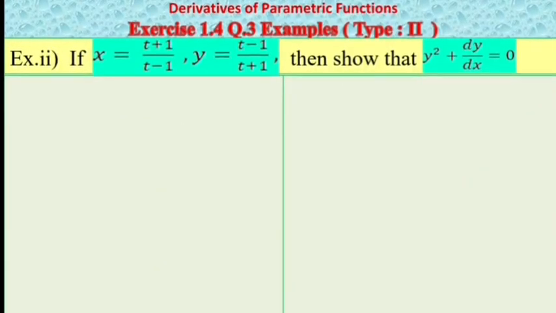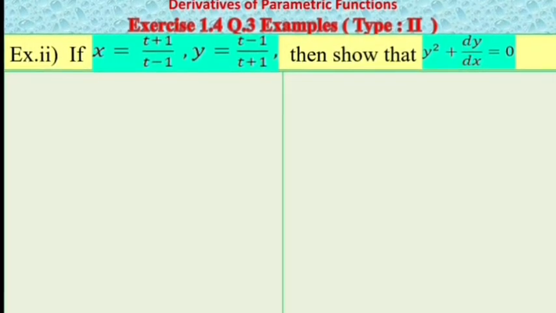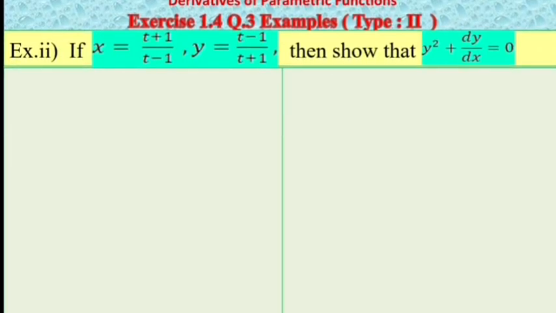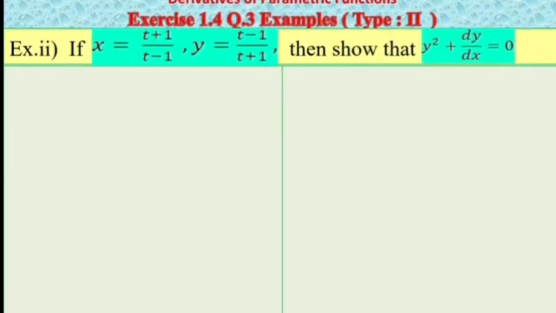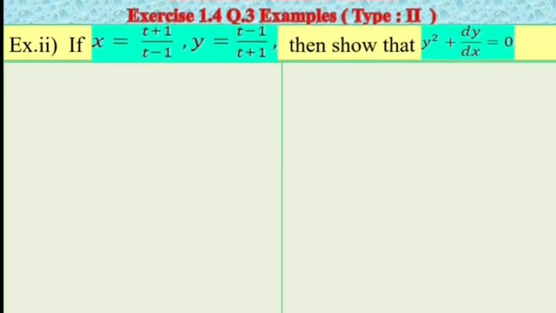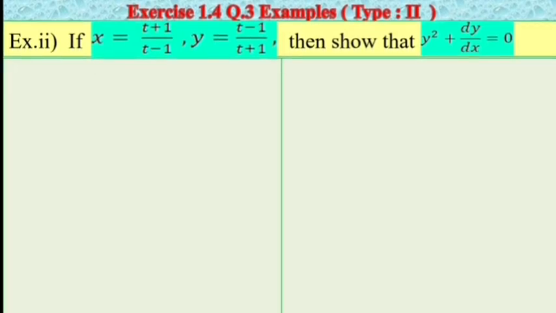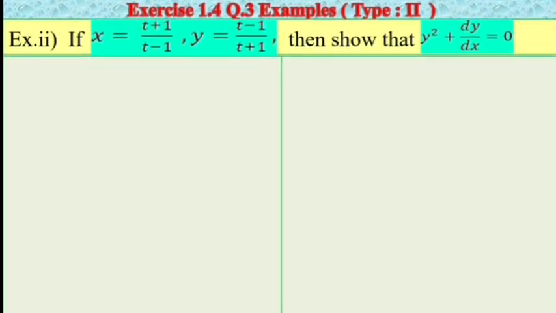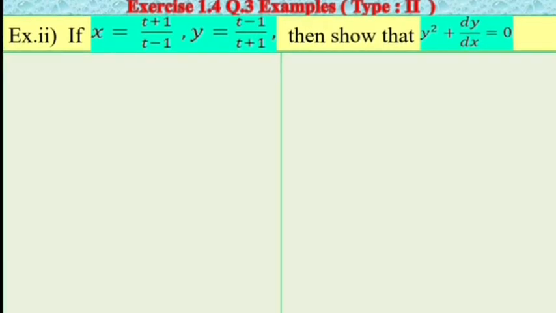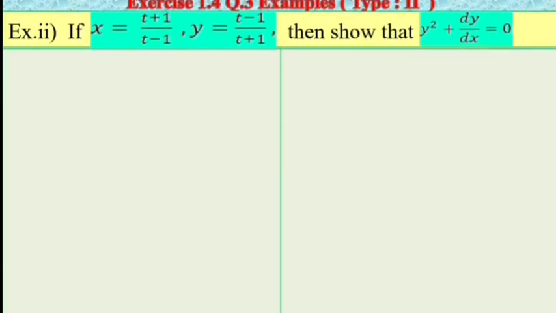Students, now we have to start the second example of exercise 1.4, question number 3, type number 2. Here the given example is, if x equal to t plus 1 upon t minus 1 and y equal to t minus 1 upon t plus 1, then we have to show that y square plus dy by dx equal to 0. That is our proof here.